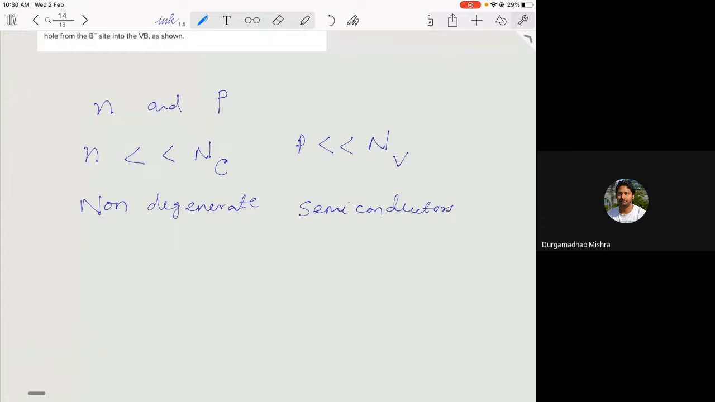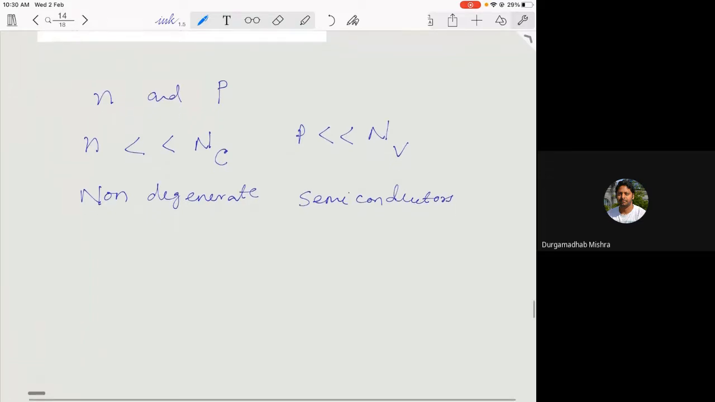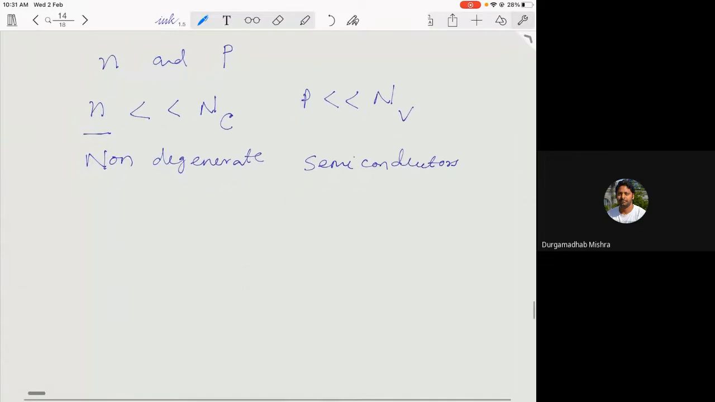Most of the semiconductors that are used in devices, like when you are making a diode or transistor, are non-degenerate. It is extrinsic but non-degenerate. That means the number of electrons and number of holes are much less than the available states in the conduction band and valence band, and that's why you can treat them as classical electrons and use a Boltzmann distribution.